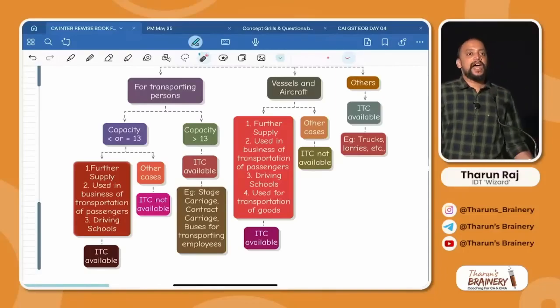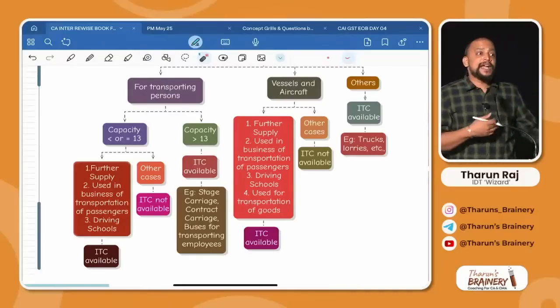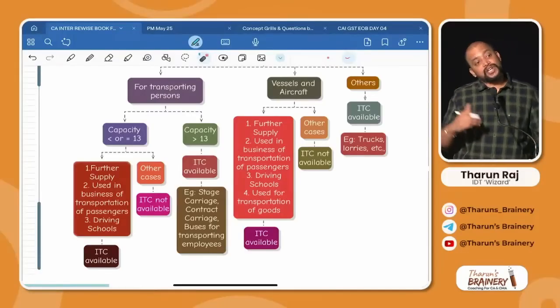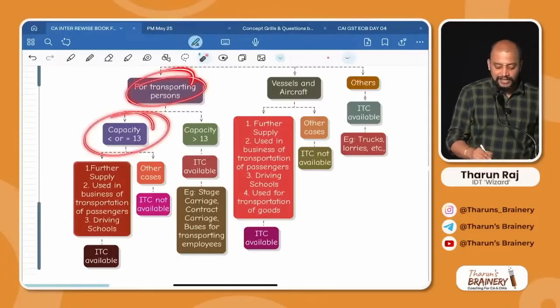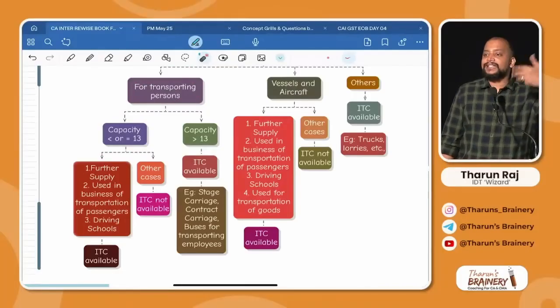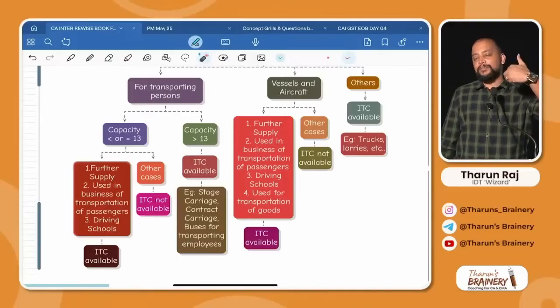Second example, I am in the business of renting of motor vehicles. I buy a car and give it on rental. Can I take ITC on the car purchased? Yes, because even though capacity does not exceed 13, it comes under further supply. Further supply means what? Either sale or rental or lease, etc.